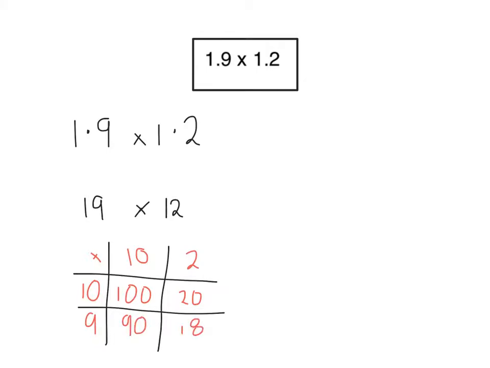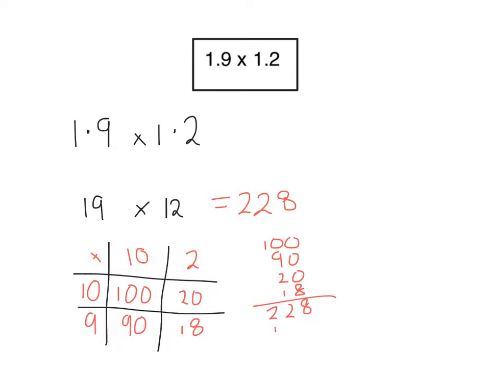And then I need to add my answers together. So I've got 100, 90, 20, and 18. So 0 add 0 add 0 add 8 is 8. 9 add 2 is 11. Add 1 is 12. And 1 add 1 is 2. So that's 228. So the answer to this is 228.